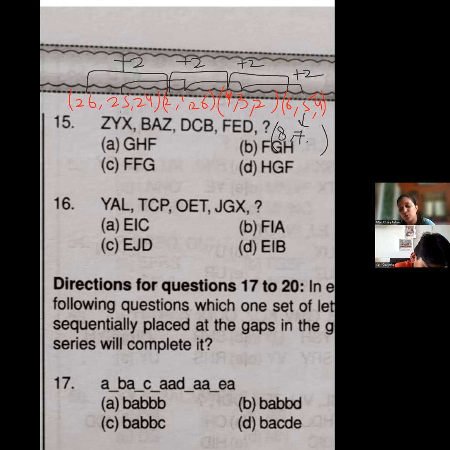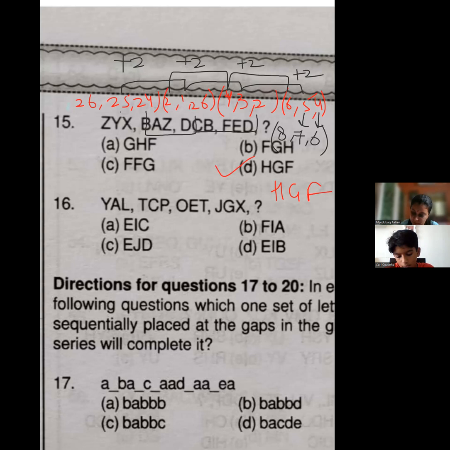In the third one also, it is clear. 24 is becoming 26, and then 2, and then 4. That means in this also, we have to do plus 2. So 4 plus 2 will be 6. Is that correct? Correct. So now tell me the answer. H, 8, 7, 6. Yeah, H, G, F. Correct. So HGF will be answer number D. Okay, let's see the 16th one now.